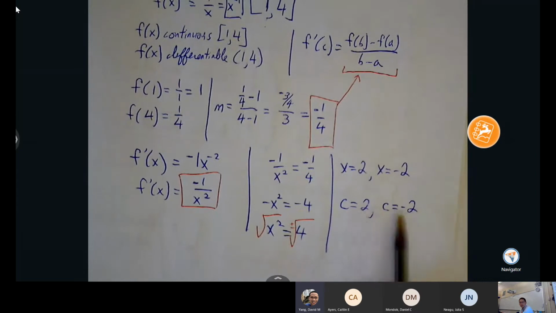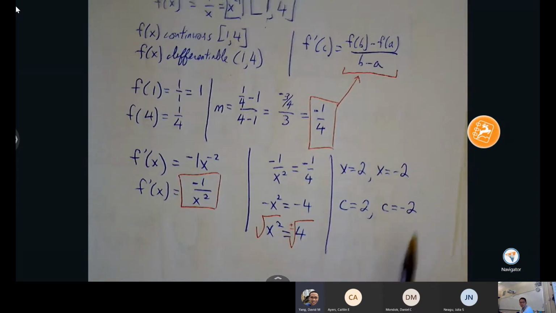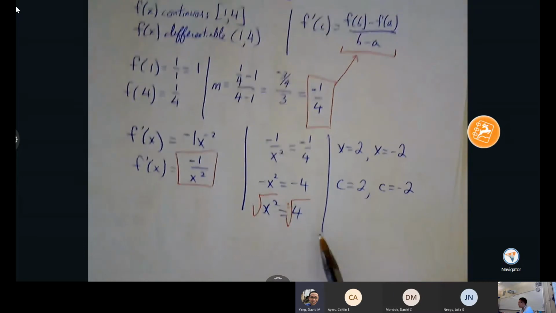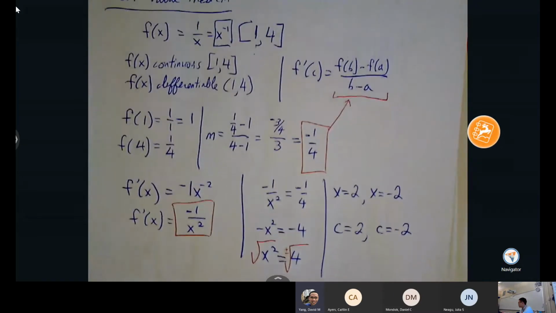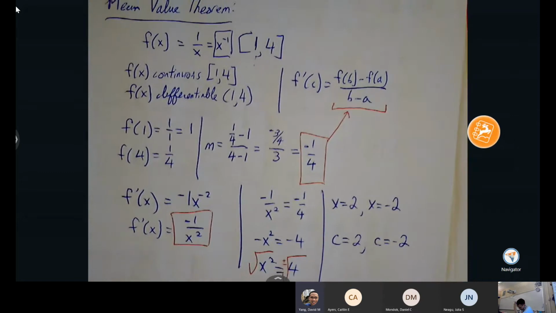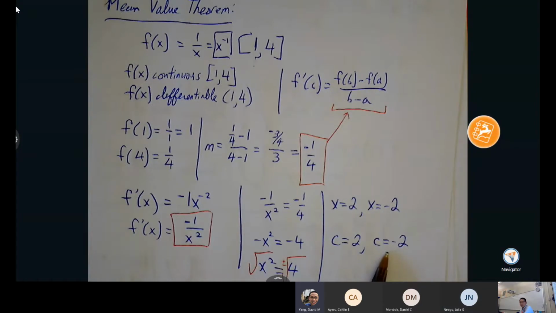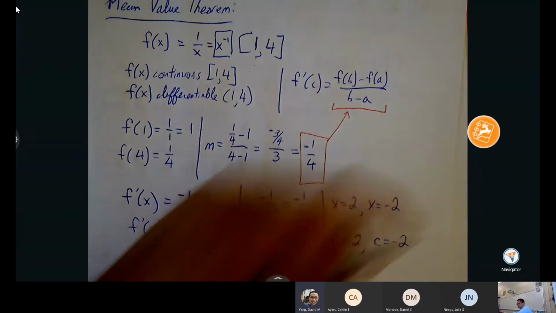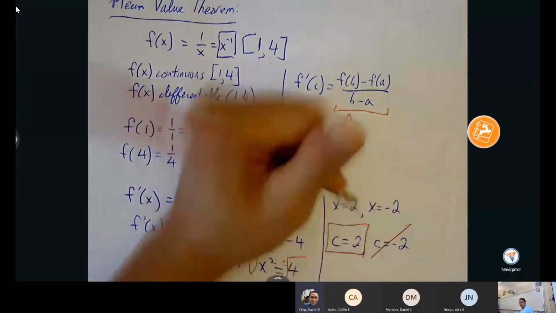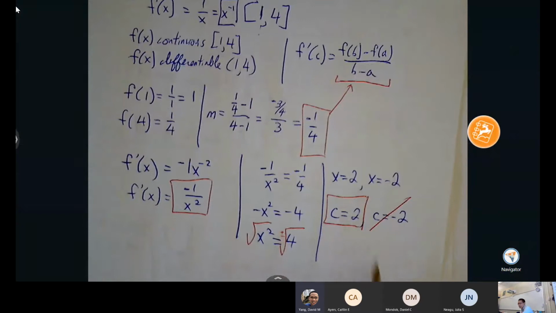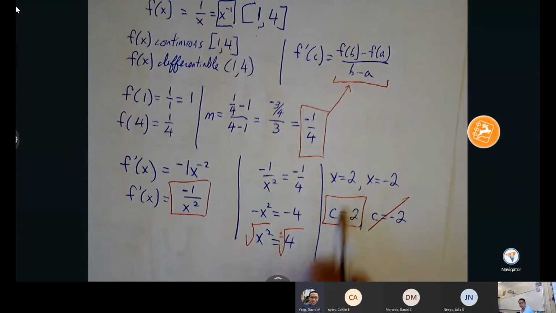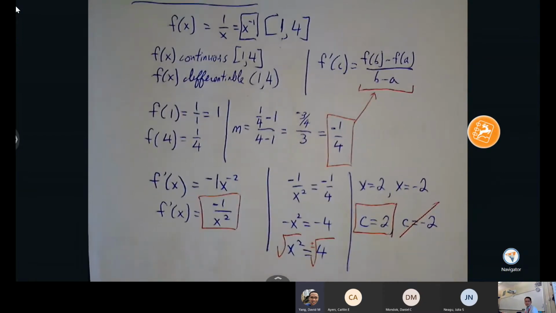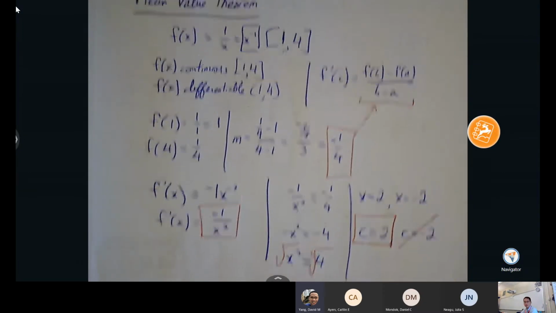but are we going to keep both of these locations as solutions? What do you guys think? No, because one of them is not in the interval. -2 does not fall between 1 and 4. Only 2 does. So you have to get one solution. If you don't get one solution, you've got to go back and check. But we can't just blindly keep every solution that we find. Okay, so there's an example of mean value theorem.